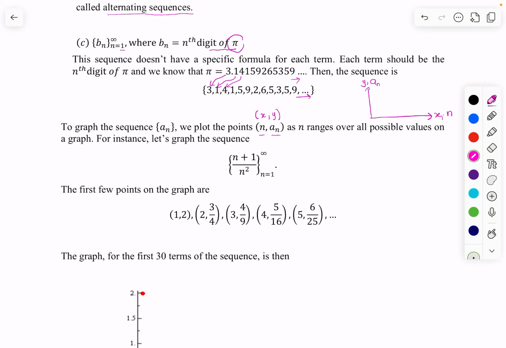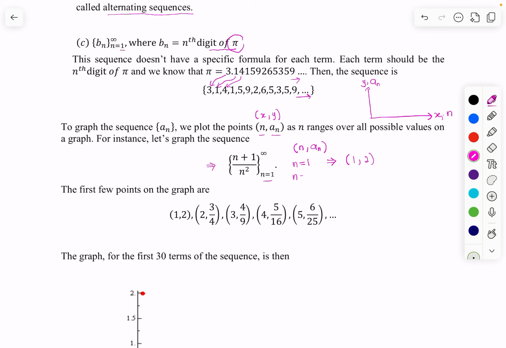So for instance, let us graph the sequence of this one. As has been said, it should have n and then a_n. So let's say we start with n equals 1. Since this sequence says n starts with 1, when n equals 1 we have the coordinate where n is 1, and then for a_n you plug in n equals 1, you get 1 plus 1 divided by 1 squared, so you get 2. So this is the first coordinate for the graph of this sequence.